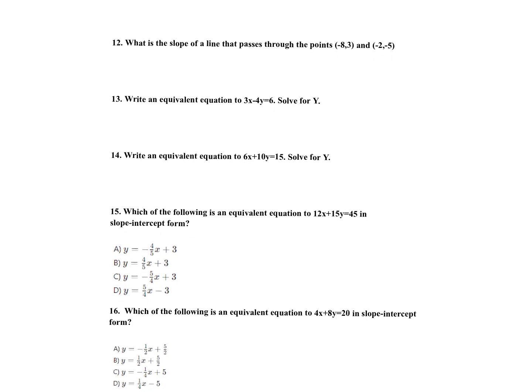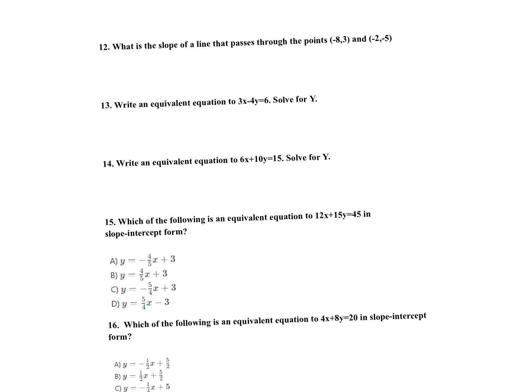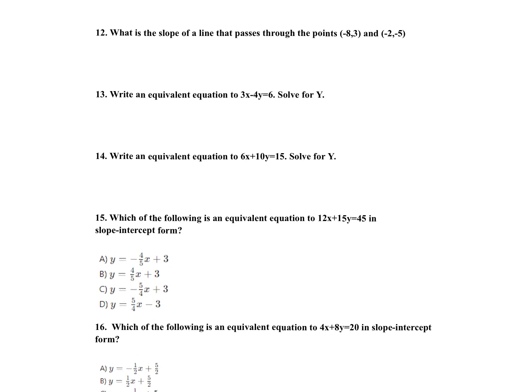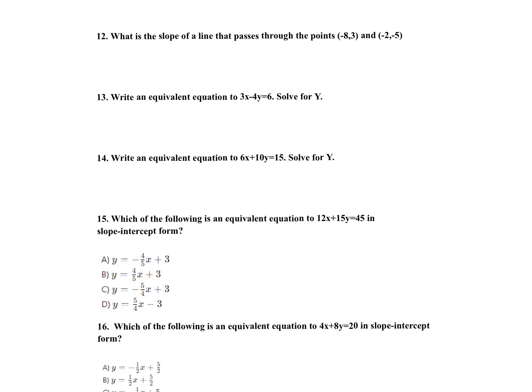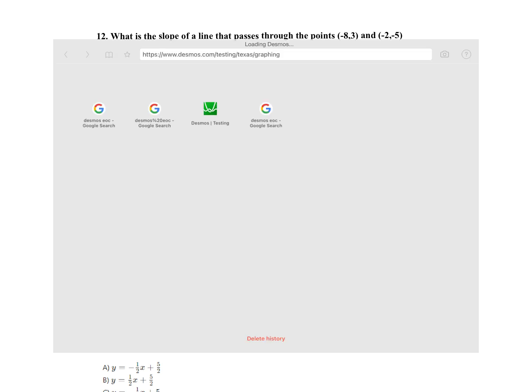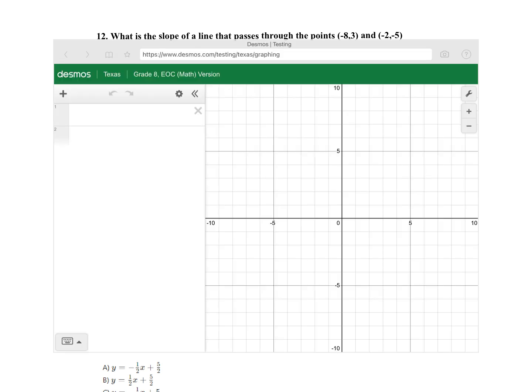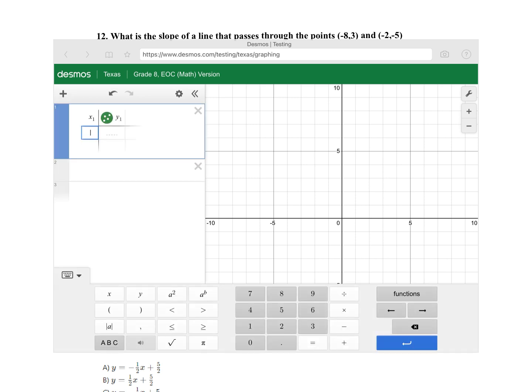We also have another way we can do this in Desmos, and I'm going to show you how to do this in the calculator. So number 12, let's do another way. For number 12, I can use the graphing calculator, well, Desmos in this case. And what I'm going to do is add a plus in the top corner. I'm going to press table. I'm going to put the information in they gave me.